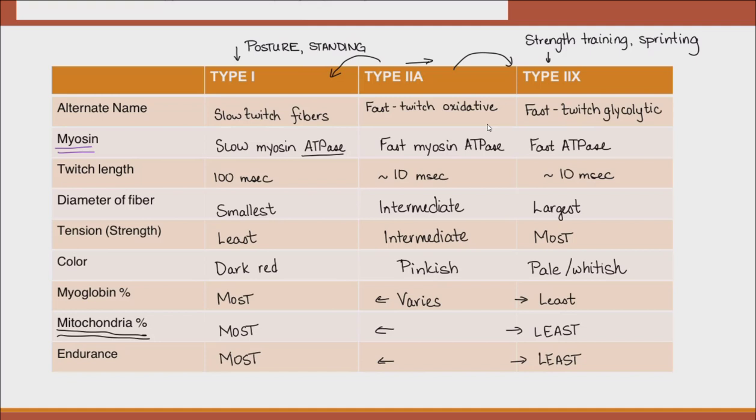Okay, so that's going to conclude this lecture that looks at muscle fiber types. In our next lecture, we are going to look at energy use in the skeletal muscle fibers. I'll see you then.